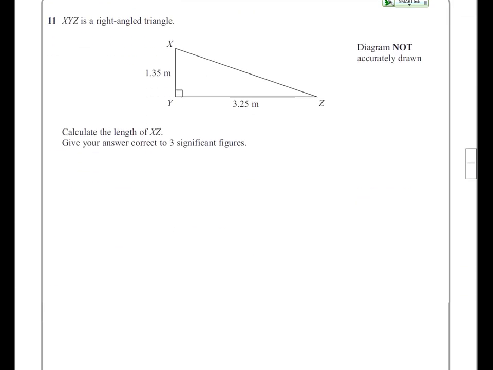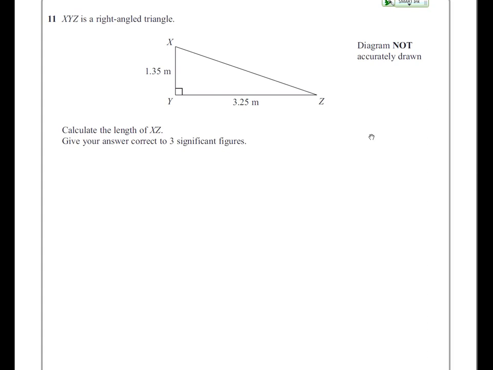Okay, question 11. We have a right-angled triangle. We want to work out the length of xz, x to z, and we want to give our answer rounded to three significant figures. You should notice it's a right-angled triangle, and it should spring to mind that we're going to be doing Pythagoras. The way I teach Pythagoras is by using SSAS or SSSS. If you've not seen this before, it probably will make no sense, but I'll show you what it means.